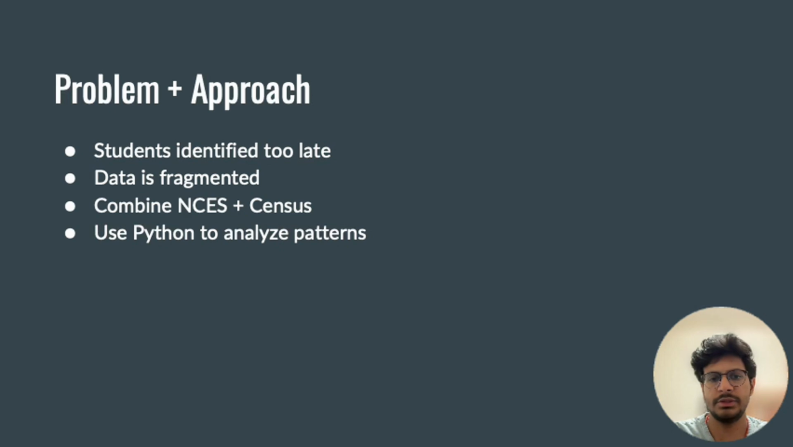The approach proposed is to combine all the different data sets, such as the NCES data, which includes school performance, and census data, which includes socioeconomic information. By merging these datasets using tools like Python, we can analyze patterns across multiple factors and get a more complete understanding of the student's risk.